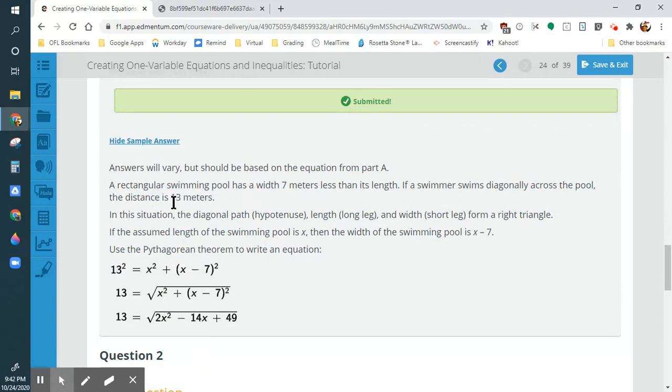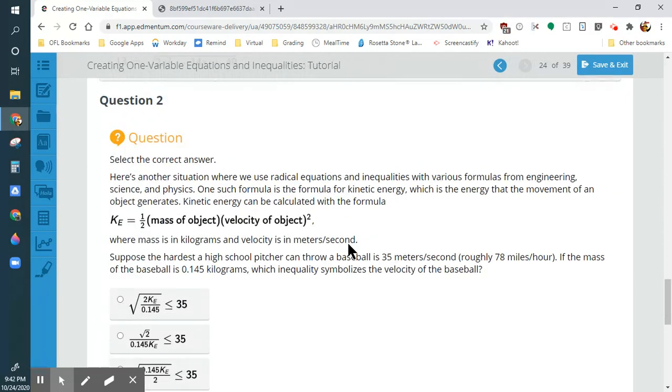Oh, and they actually did solve it. Actually, they didn't. They just kind of set it up, but that's fine. So now we're going to do something like this. So we have this long equation. There's a situation with radicals that we want to solve. Suppose the hardest a high schooler can throw is this far. So they're going to plug in our velocity here, roughly that many miles per hour. If the mass of the ball is this much, which inequality symbolizes the velocity of the ball?